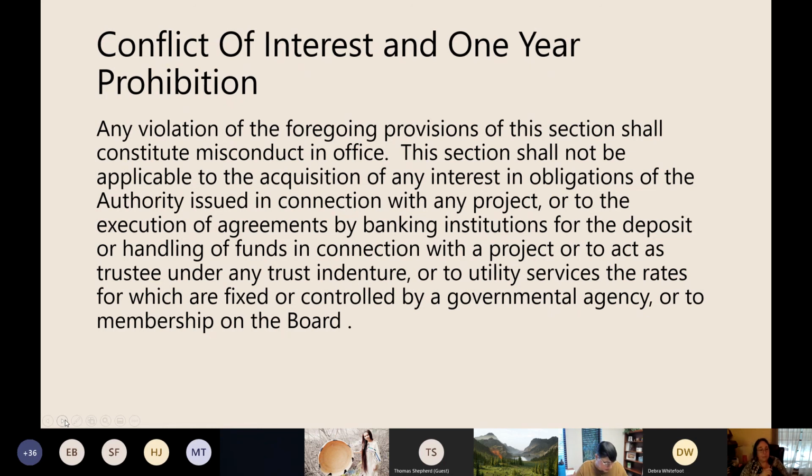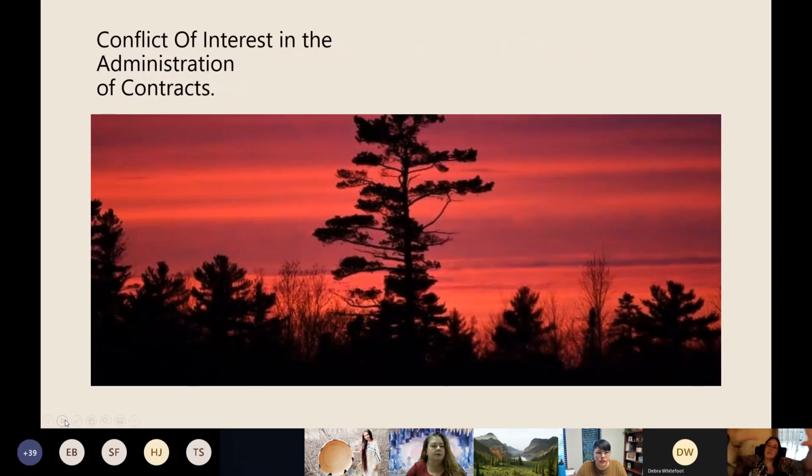This section shall not be applicable to the acquisition of any interest in obligations of the authority issued in connection with any project, or to the execution of agreements by banking institutions for the deposit or handling of funds in connection with a project, or to act as a trustee under any trust indenture, or to utility services, the rates for which are fixed or controlled by a governmental agency, or to membership on the board. But you should have something in there that has to do with ethics and your board members and your staff.